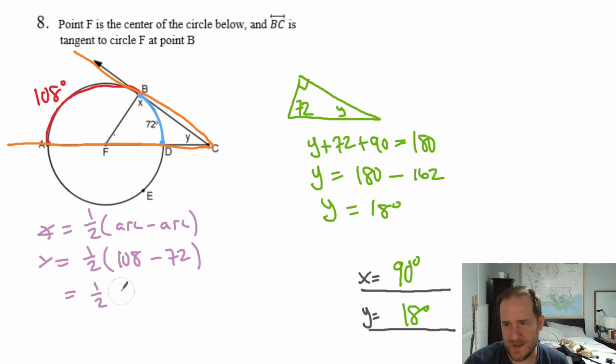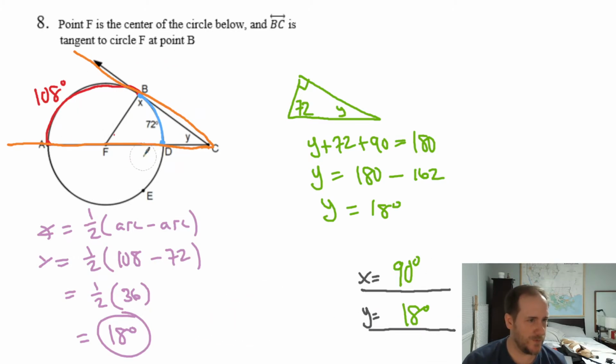So that leaves us with half of 36, and half of 36 is 18. A lot of times there's more than one way to do these problems. If you notice that you had a right triangle and you could do the problem that way, then that's great. If you instead notice that this is one of our theorems, the one about the angle whose vertex is outside of the circle, then you could do the problem by subtracting the arcs and taking half. Both of those methods are completely valid.